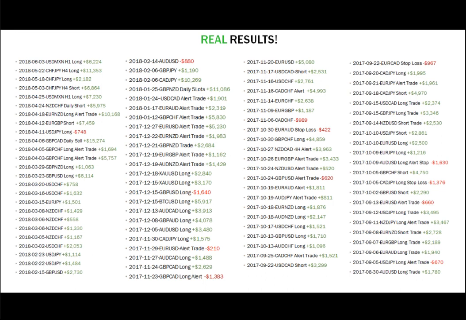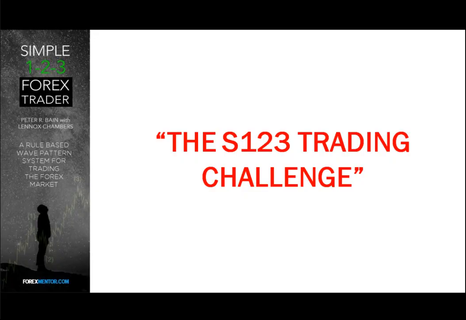Of course, you can do that too, but we recommend that perhaps you start with micros, minis, whatever, work your way up to standard lots. These are real results, not contrived. When my business partner finally came over to have a look at Lennox and his system and his calculator, he was equally impressed with what he saw, and we threw out a challenge to Lennox.